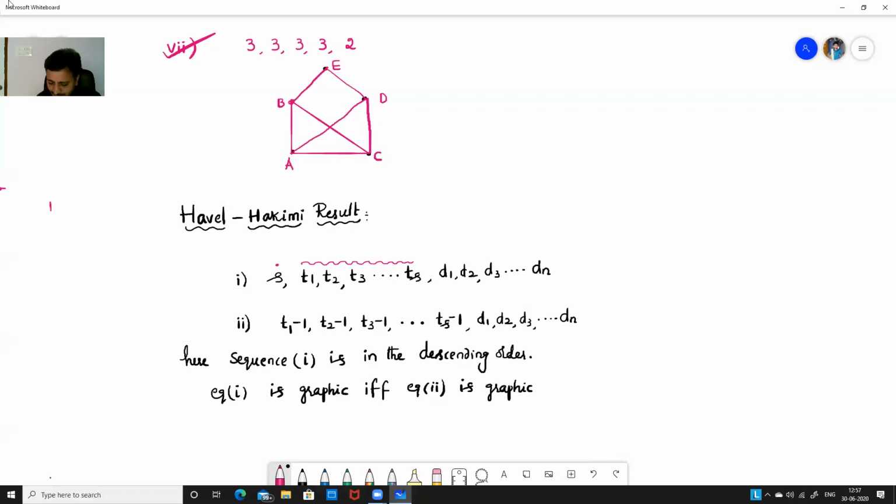Look at the second equation. From those S vertices' degrees, we have to subtract one from each degree. Then we get the second sequence. If the second sequence is graphic, then obviously the first sequence is also graphic. That is the Havel-Hakimi result. Maybe if you see it like this, you'll get confused. Therefore, I'll take one beautiful example to explain this problem. Just observe how exactly Havel-Hakimi result is working.